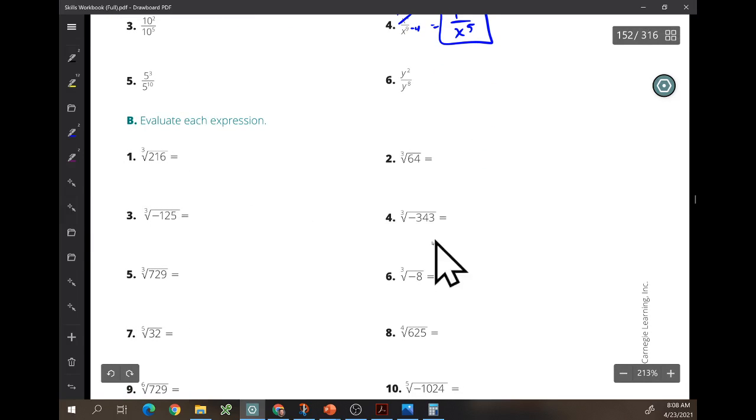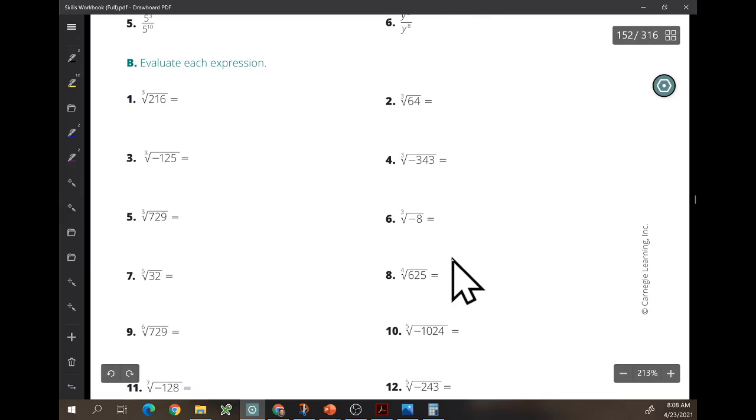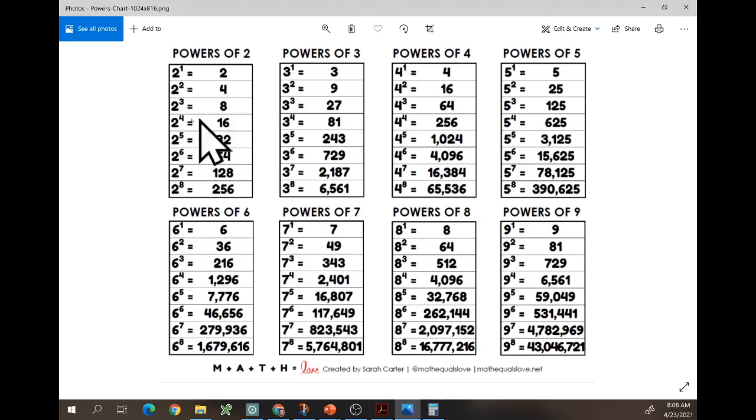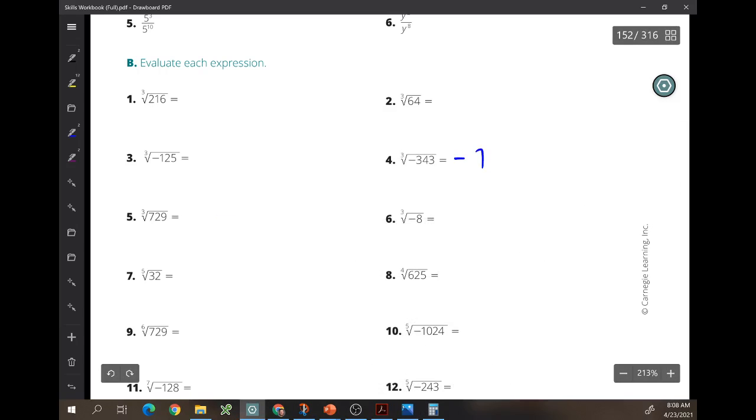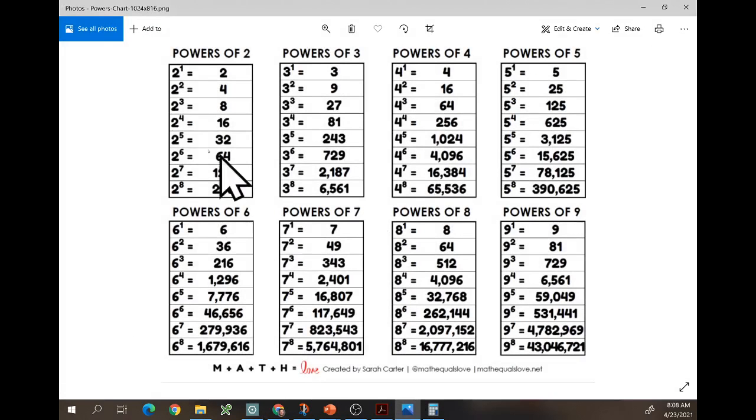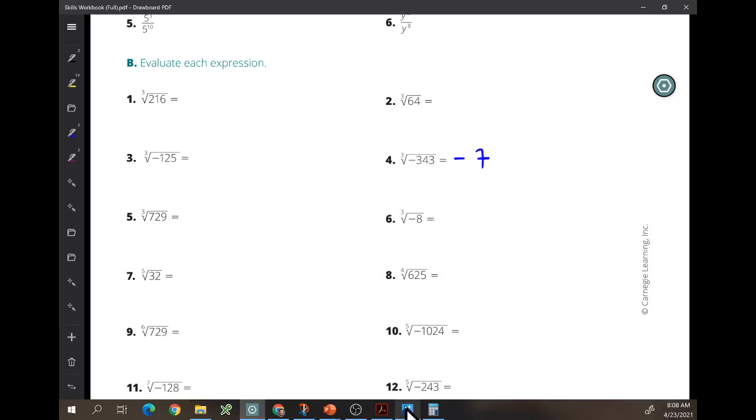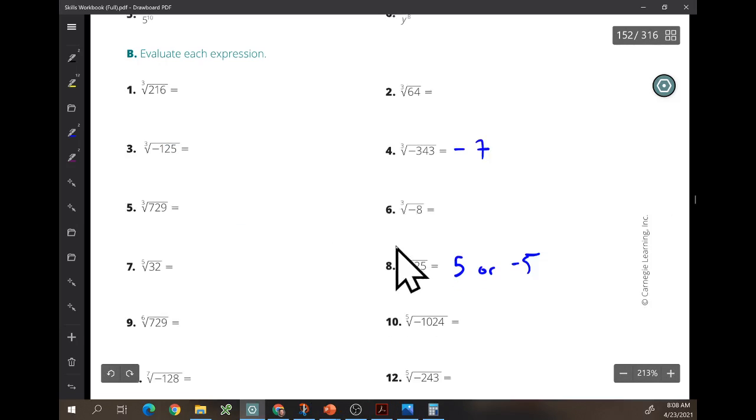This one's really easy. I'll do number 4 and 8, so I do 1 odd and 1 even. So cube root of negative 343. We're going to go on the cube root side, find 343. That's 7. Okay, so this is negative 7 because 7 to the third power is 343 and then negative. Then for the 8, we have 4th root of 625. So we're going to be looking on the 4th term. For 625, we get 5. But we need to make sure that we answer 5 or negative 5, both answers, because it was an even.